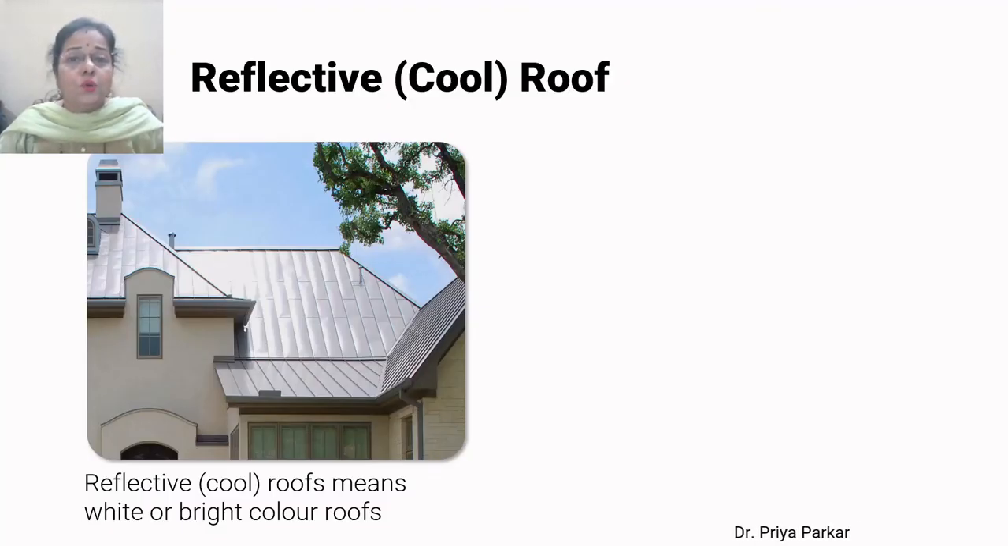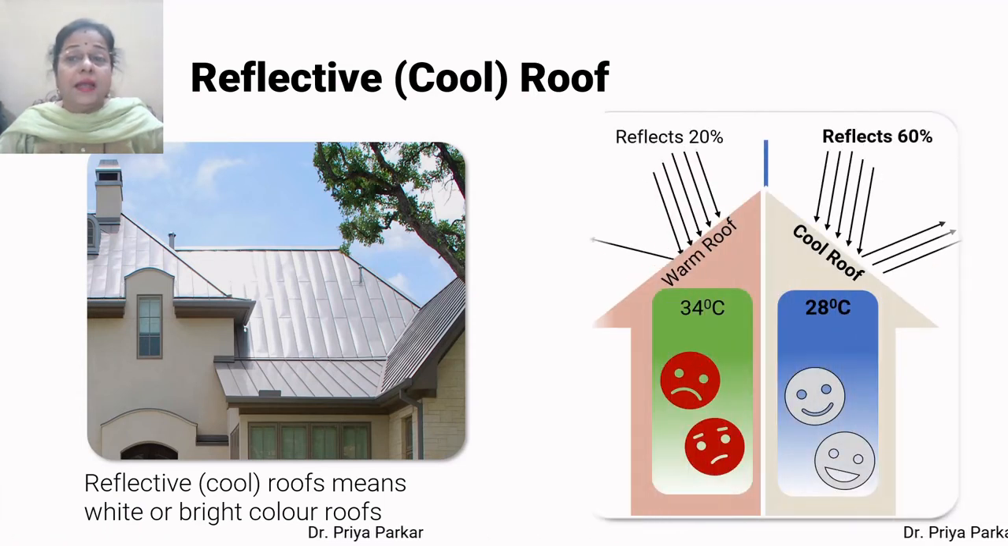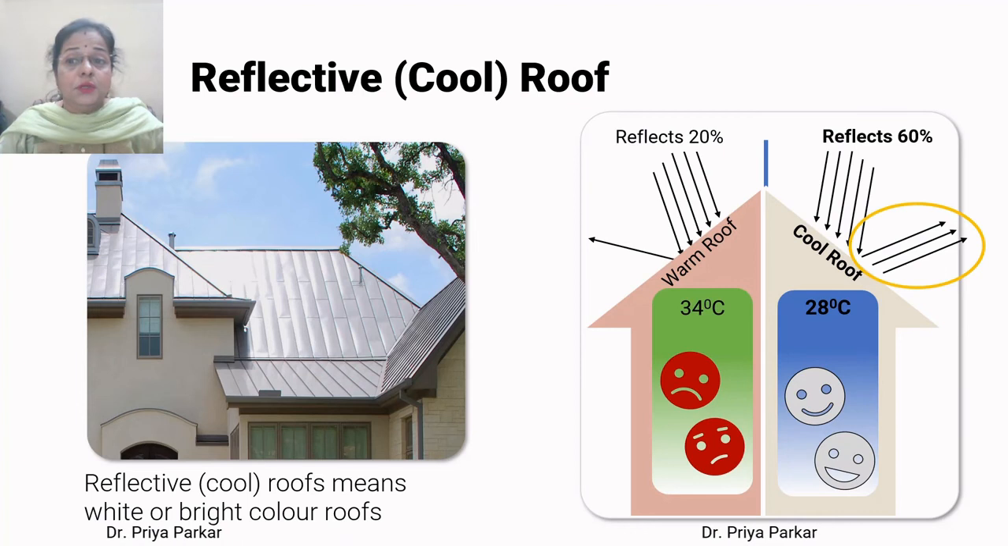Reflective or cool roof means roofs painted with white color or any bright color. Such roofs reflect a greater amount of sunlight and heat and thus reduce the roof temperature and keep homes cooler. This reduces the need of air conditioners in the homes.